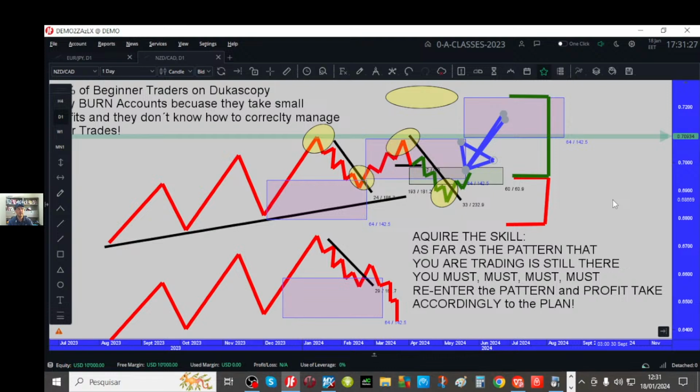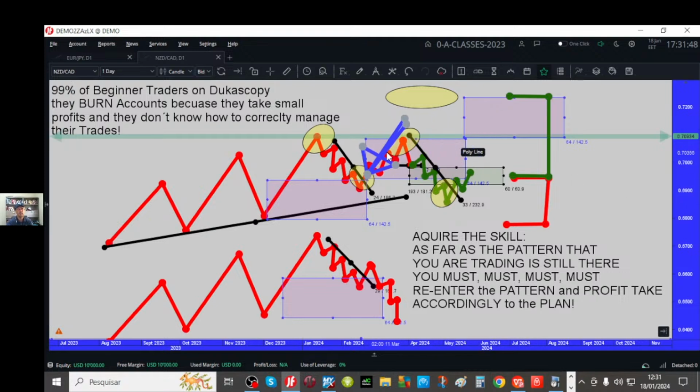Boss, I don't know. Look at the picture. The rule says, as far as the pattern that you are trading, this was the initial plan, is still there, you must re-enter the pattern and profit take according to the plan. That was the plan. The plan was entering here at the red, risk that much, graphical representation of risk, and make twice the risk.